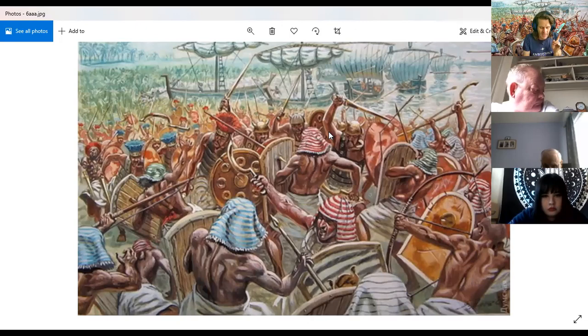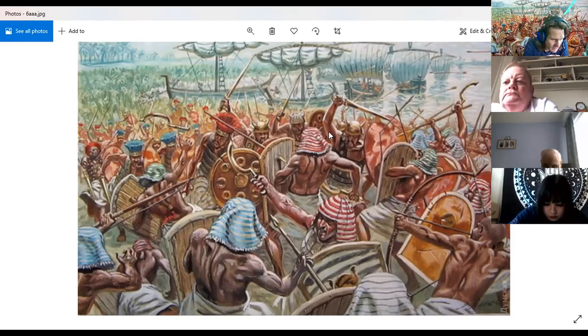Now, there's one problem with this illustration. It's likely that this probably didn't happen. Because let's go to the description. The Battle of the Delta is thought to be one of the most influential battles of the whole of history. And it was believed to have happened in about 1177 or 1175. On one side were the Egyptians under Ramesses III, perceived by some to be the last great pharaoh of the New Kingdom and one of the greatest pharaohs of the whole of Egypt.